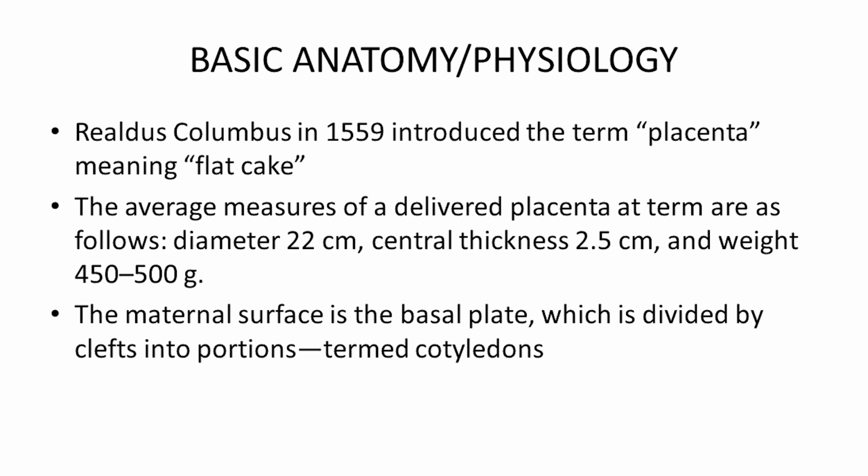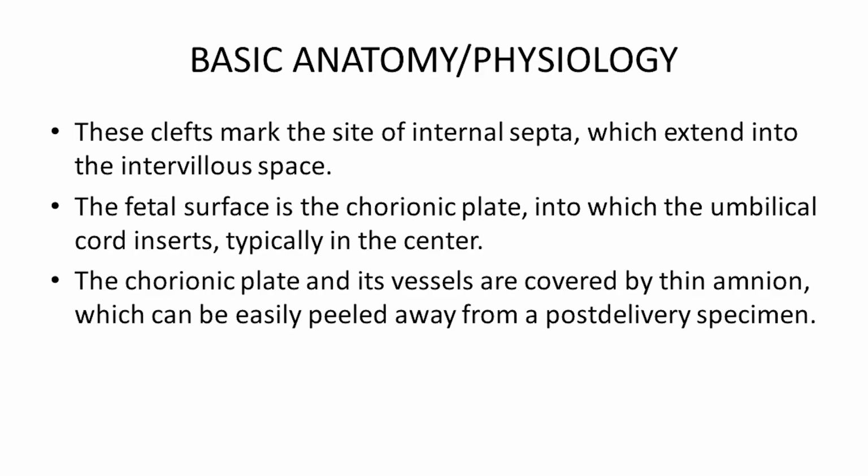The placenta has two surfaces, a maternal surface and a fetal surface. The maternal surface is the basal plate, and it is divided into clefts called cotyledons. These clefts mark the site of internal septa which extend into the intervillous space. The fetal surface is called the chorionic plate, into which the umbilical cord inserts typically in the center. I want you to take note that the umbilical cord should insert typically in the center. Any deviation from this will lead to some anomalies which we are going to discuss later.